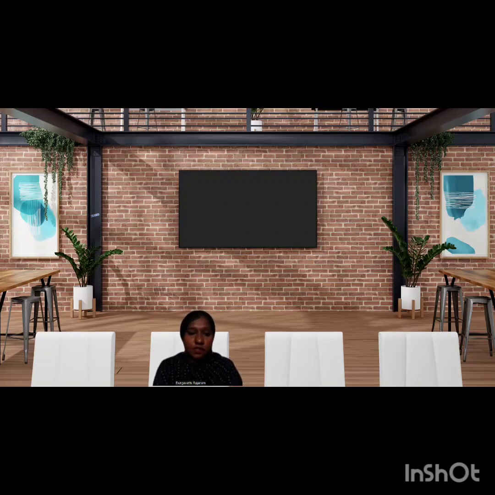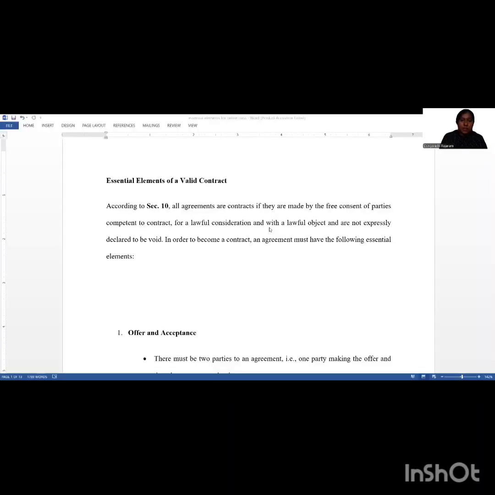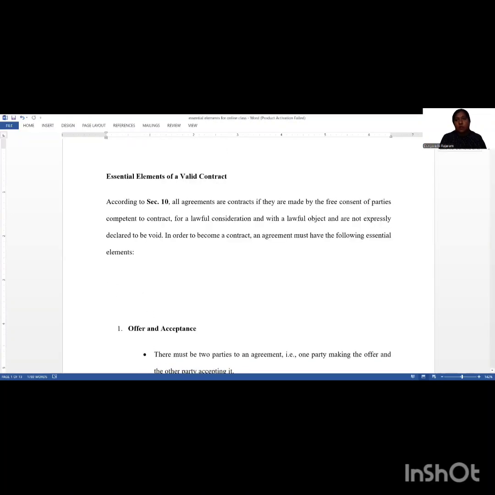So now we are going to see about the essential elements of a valid contract, which comes under the Indian Contract Act. So let me discuss the essential elements. First of all, what is a contract?